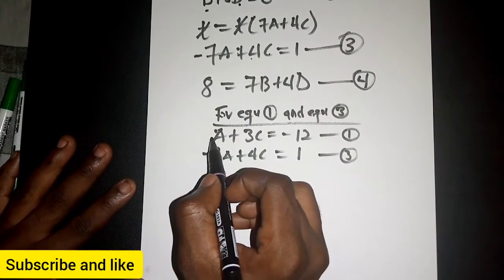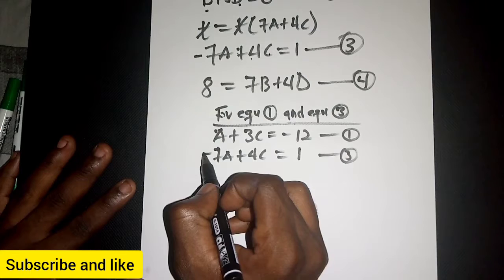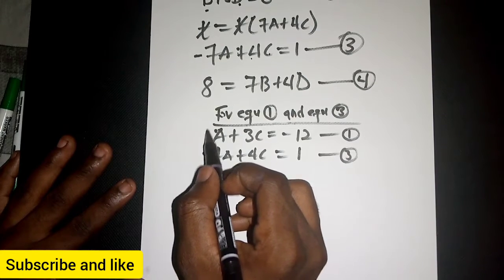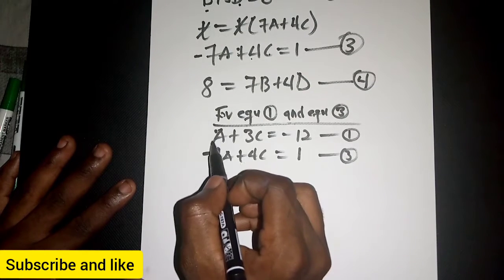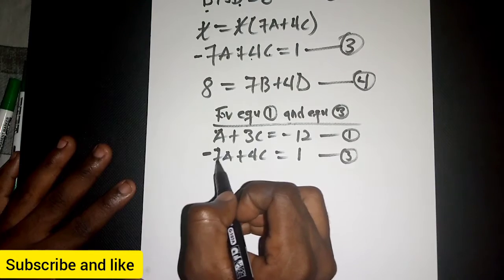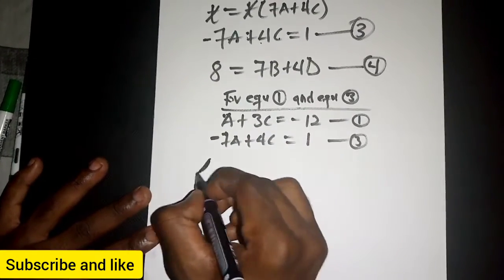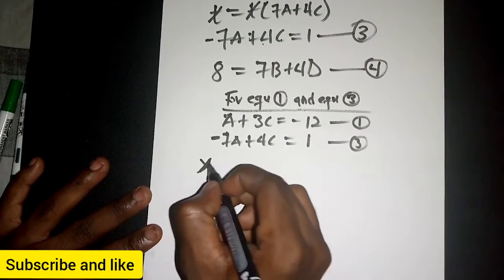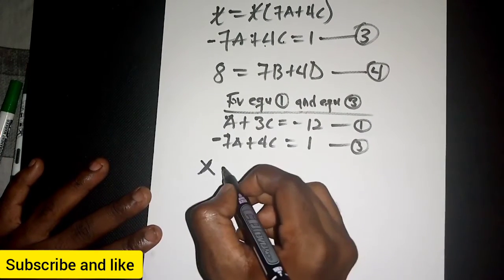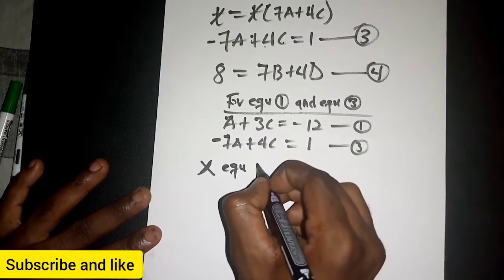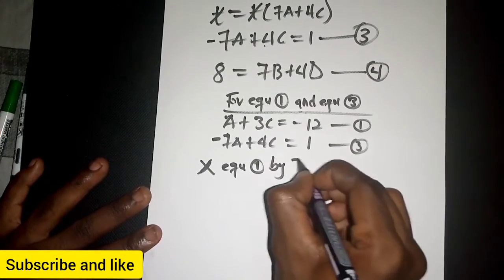So we are going to multiply the whole of equation 1 by 7 so that we can add them. When we add them, we can see that 7a plus minus 7a, then a goes away, then we can find the value of c. So we multiply. I'm just representing the multiplication by this. Multiply equation 1 by 7.